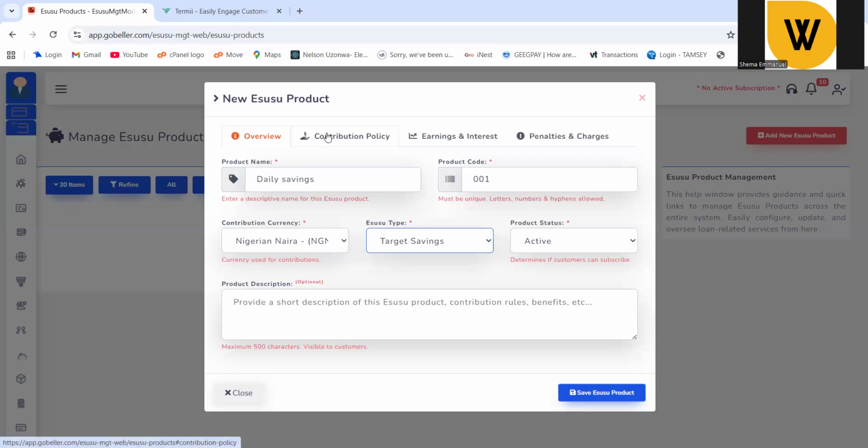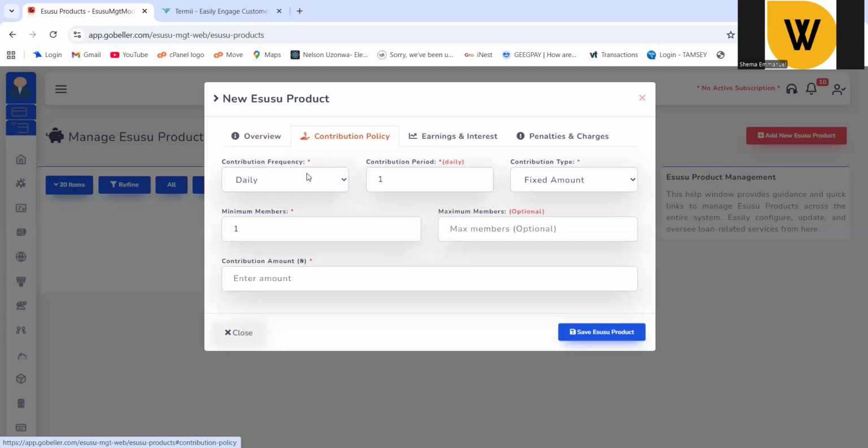So of course we have the contribution policy that allows the system to know if this product is for daily, weekly or monthly. On the other part, I did emphasize 30 days. That was just for example. Of course, today we allow you to set the number of the tenor by yourself.